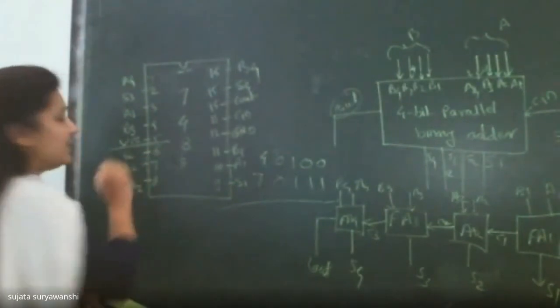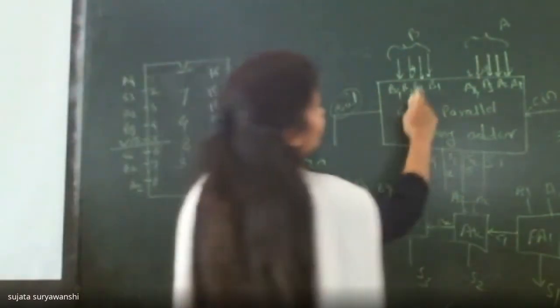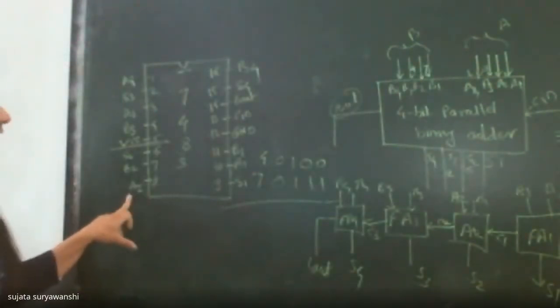Then the 6th pin is reserved for S2, which means the second bit of the output. The 7th pin is reserved for B2, so you can write here the 7th pin of IC 7483. Then the 8th pin is for A2, so you can write here the 8th pin for A2.